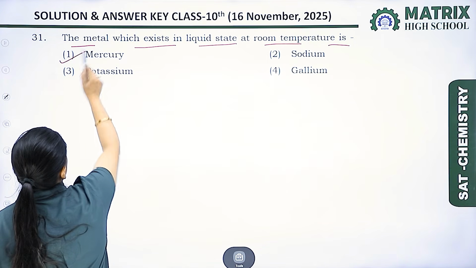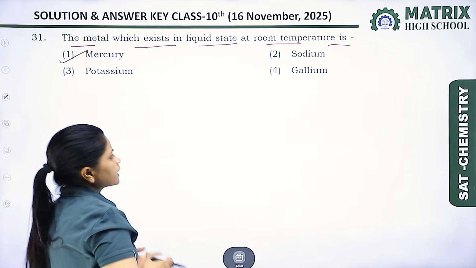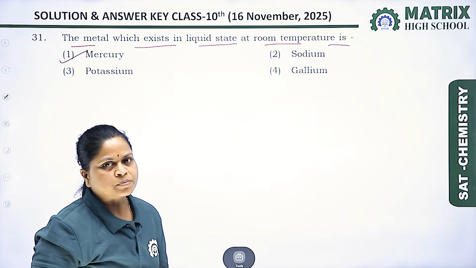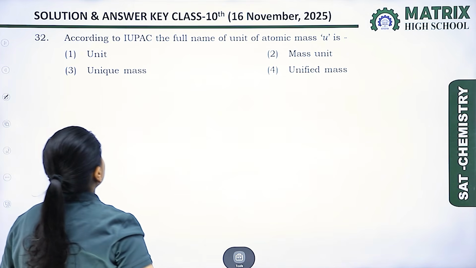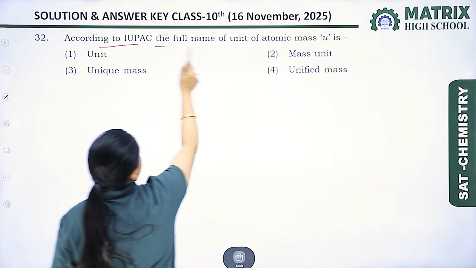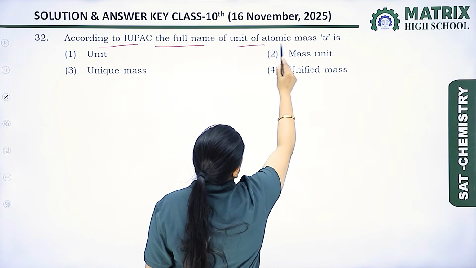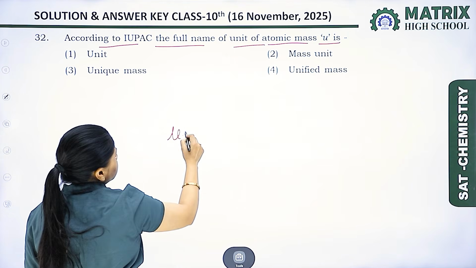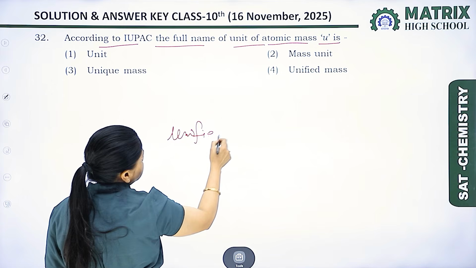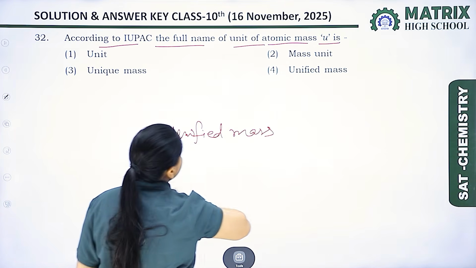Option first is mercury. Yes, this is the correct answer and the answer is option 1. Now the next question is question number 32. According to IUPAC, the full name of unit of atomic mass mu is, as we know that mu is unified mass. Let's discuss the options.